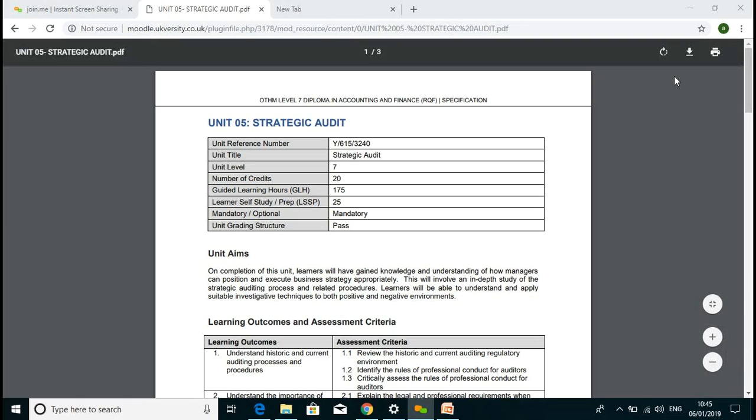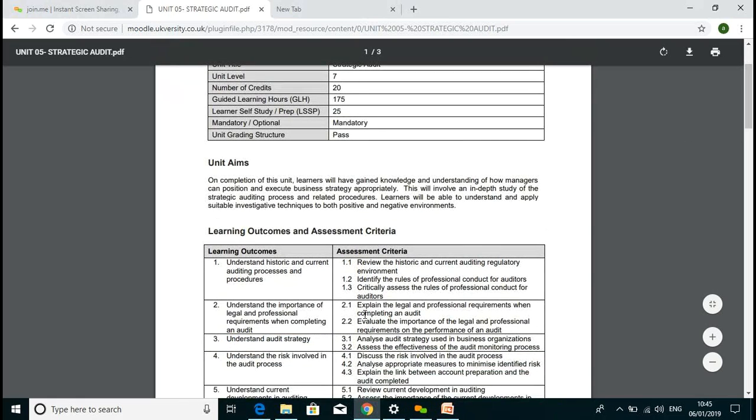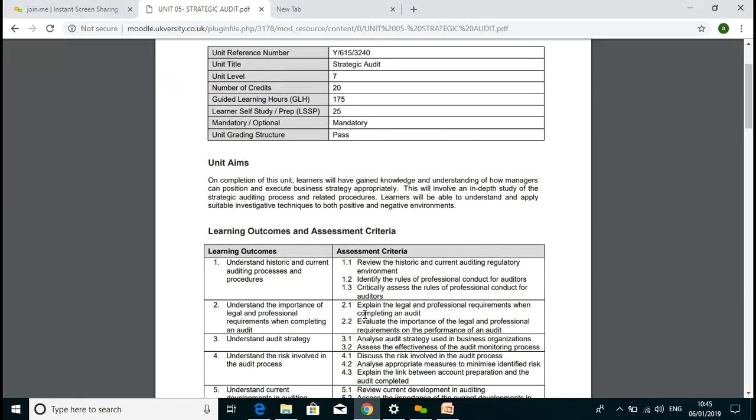So we'll go through what we learned up to now. First we'll recap and then we'll go through today our LO3 and LO4, our learning outcome 3 and learning outcome 4, under different assessment criteria as well. So we'll start. Up to now we already covered learning outcome one, where we learned to understand the history and the current audit processes and procedures.